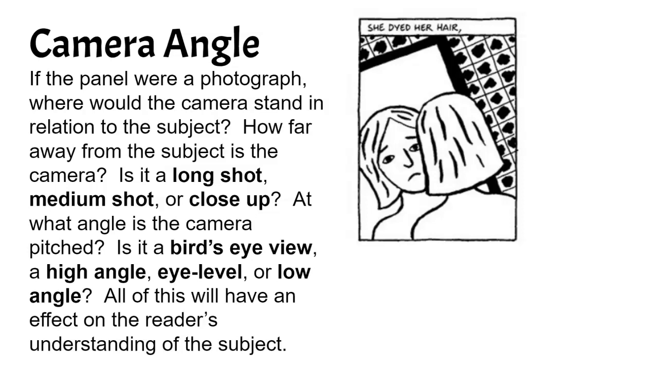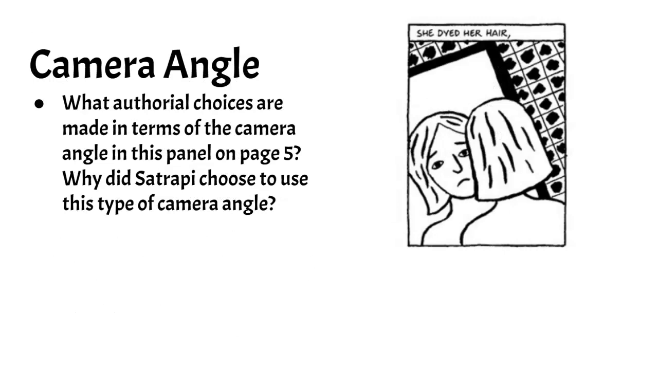Camera angle, you can see here she's got the camera angle behind her looking into the mirror. That's on purpose to help you see both her expression and her new hair color. So what authorial choices are made in terms of the camera angle? Why? I just told you. Why did she use this camera angle? She wants to show the facial expression and the emotion. She wants to show the change in the hair, all in one panel.